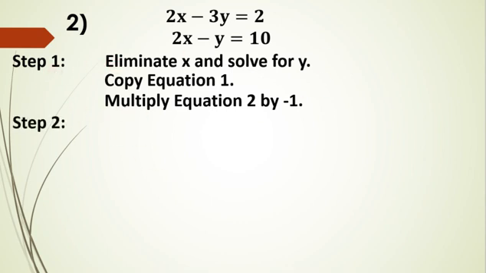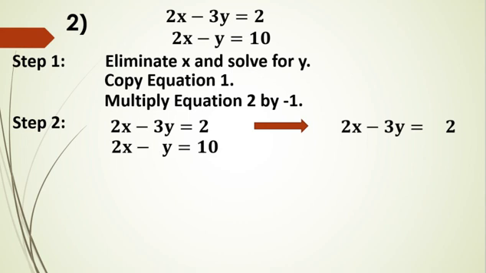Step number 2. Just copy equation 1. And multiply equation 2 by negative 1. We will apply the distributive property to multiply negative 1 to the entire equation. So the result is negative 1 times 2x equals negative 2x. Negative 1 times negative y equals positive y, equals negative 1 times positive 10 equals negative 10.